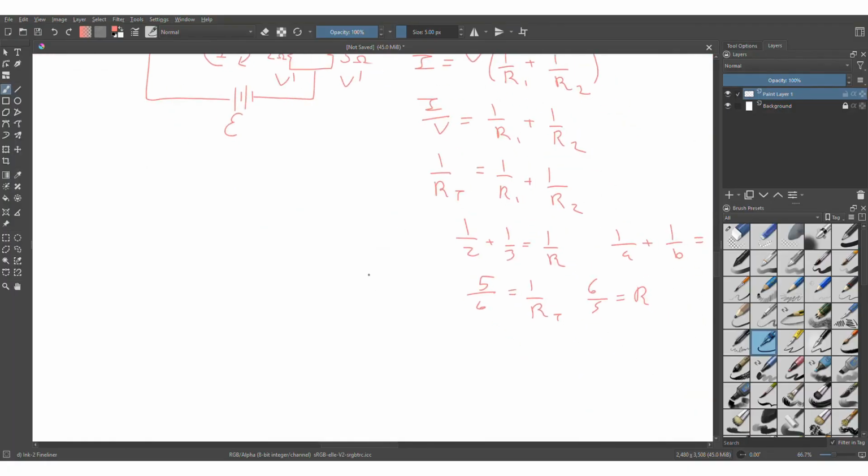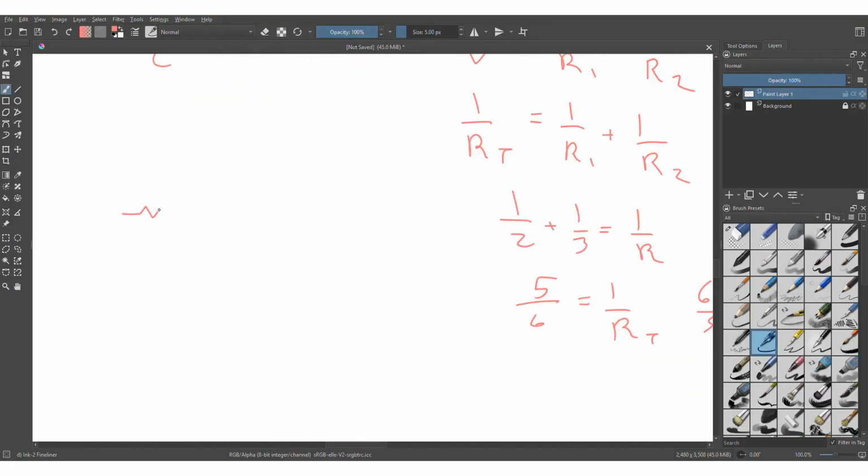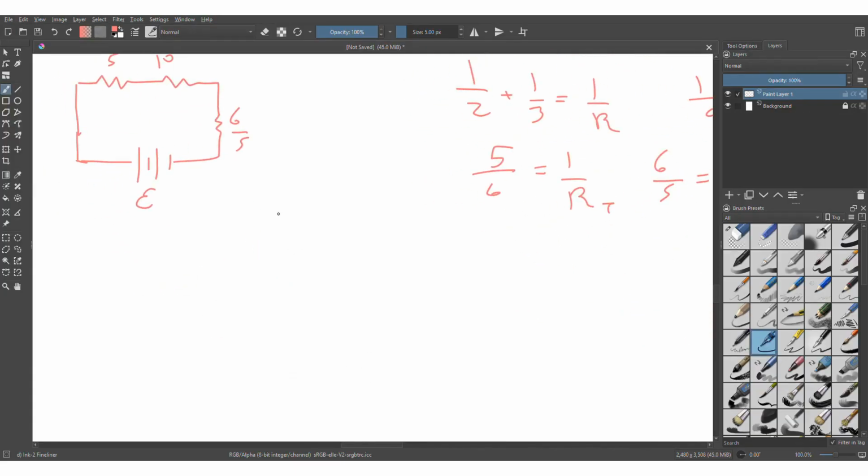So when we rearrange, we're having 6/5 plus 5 plus 10 ohms. And this is going to be still epsilon. I haven't picked a value for that. We can just leave it like that.